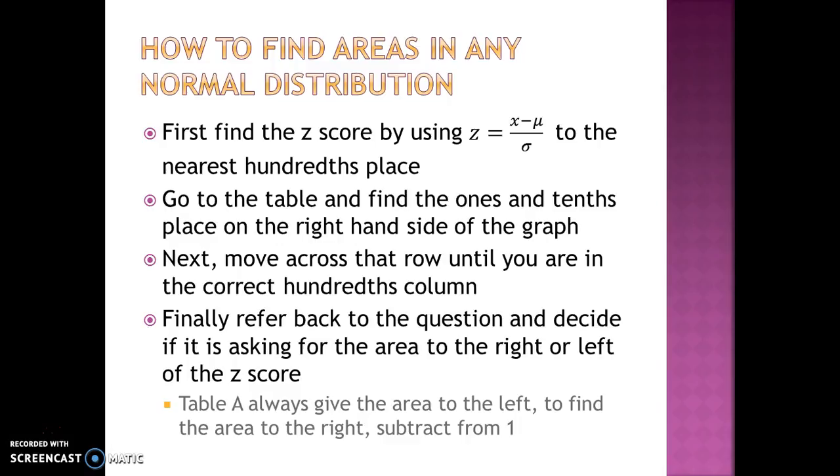Table A will always give you the area to the left. To find the area to the right, you would need to subtract the value in the table from 1, because density curves have an area of 1. The area to the left of the z-score and the area to the right have to add up to 1. So if the table gives you the area to the left, to find the area to the right, you subtract the value you found in the table from 1.